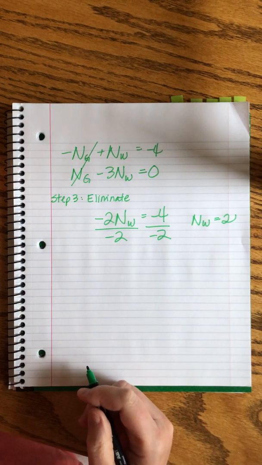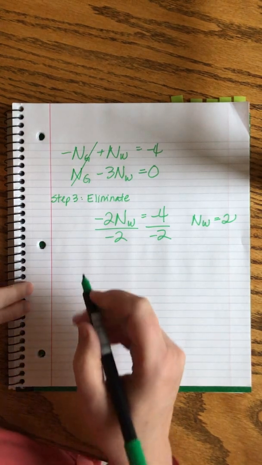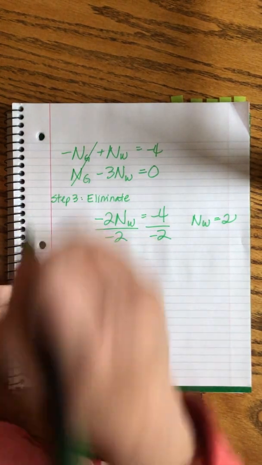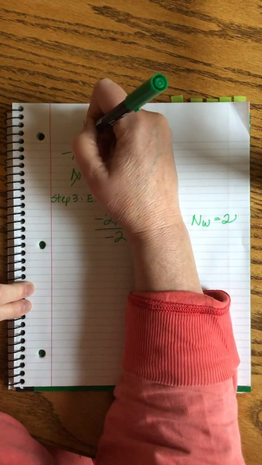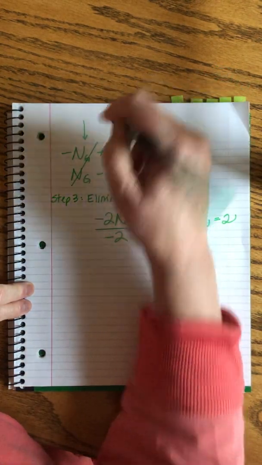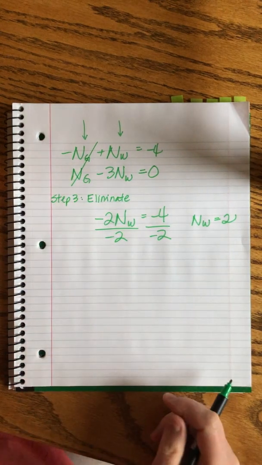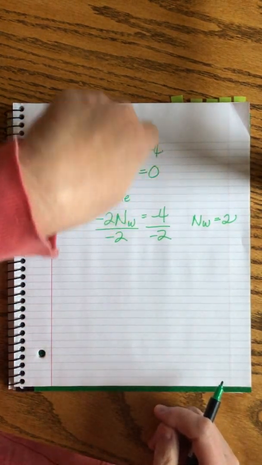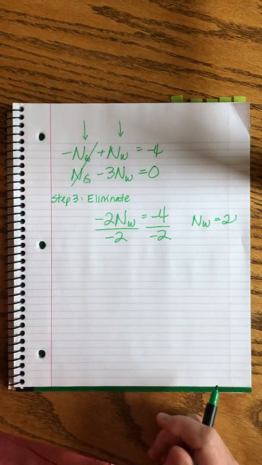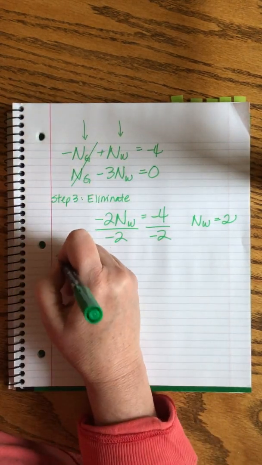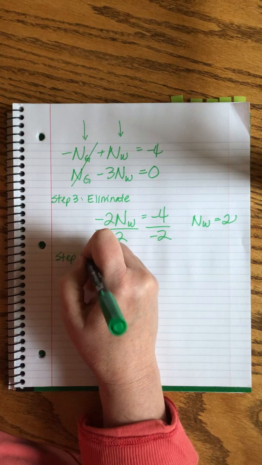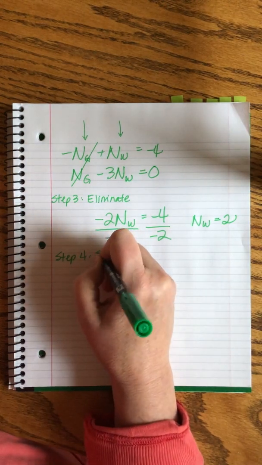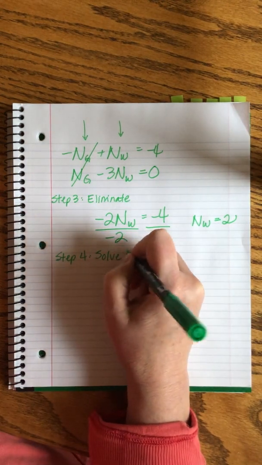Yay! I like that. And then remember that when we're eliminating, we look down the columns and see which one sets us up better to eliminate. Substitution, we look more at the rows. For elimination, we look down the columns. Okay, step 4. Solve for all variables.